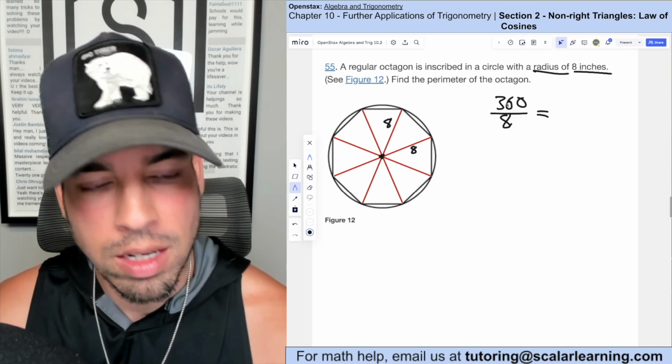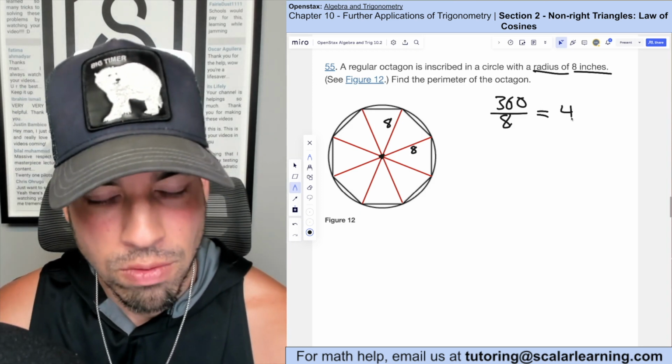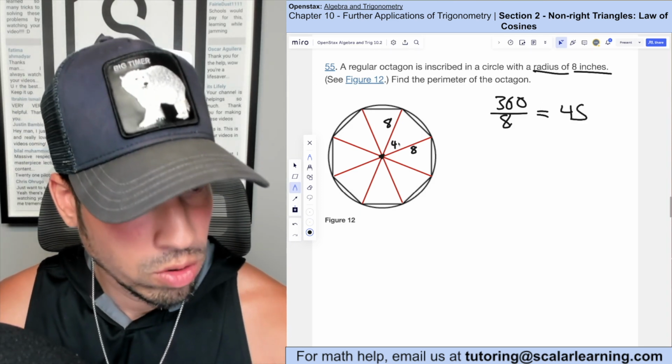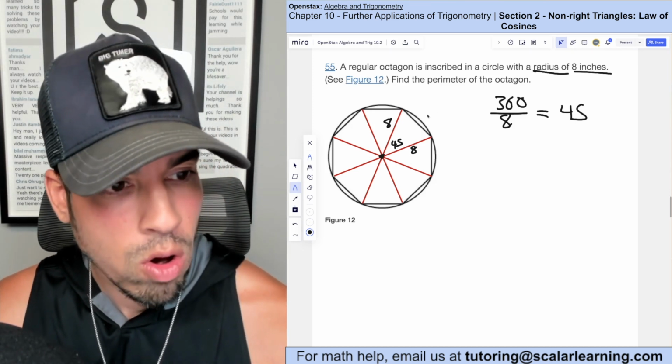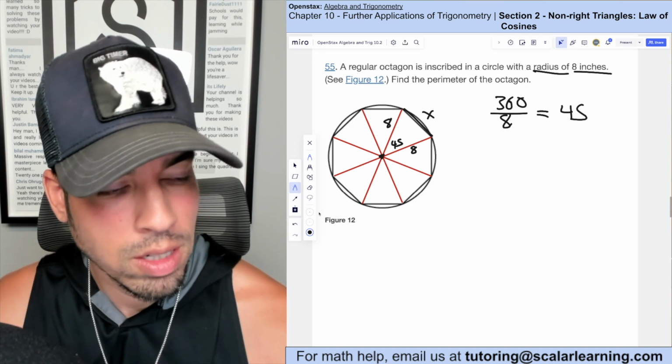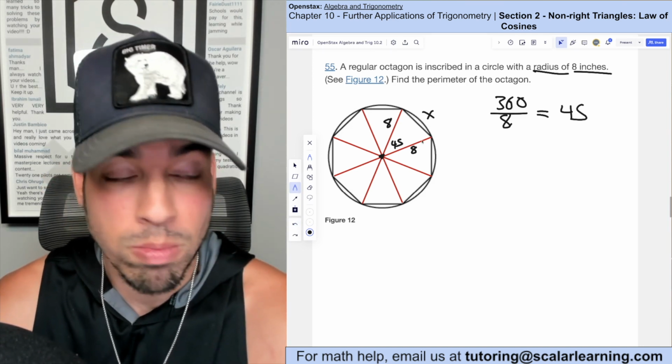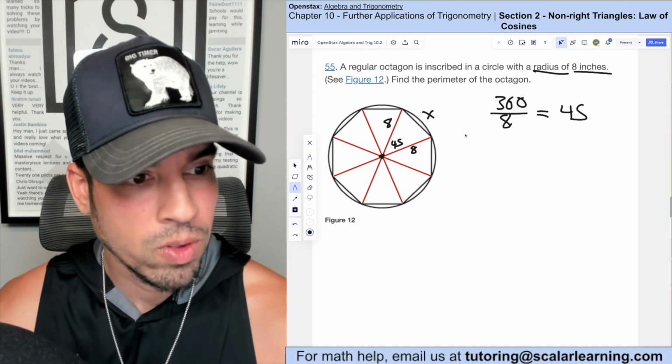So half is 180, half of that is 90, half of that is 45. So I know the central angle here is 45. Guess what? I now have enough information to use law of cosines, at least to find one side length. And then whatever I get there, I can multiply it by 8 to get the full perimeter. Okay, so let's set it up.